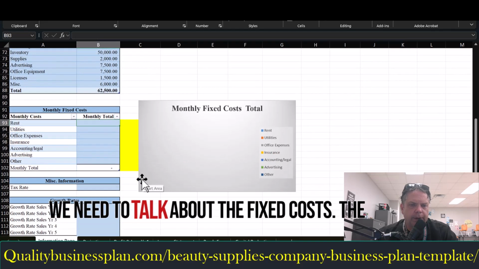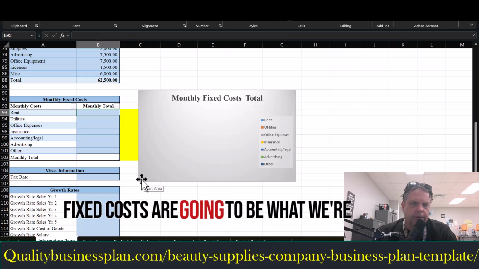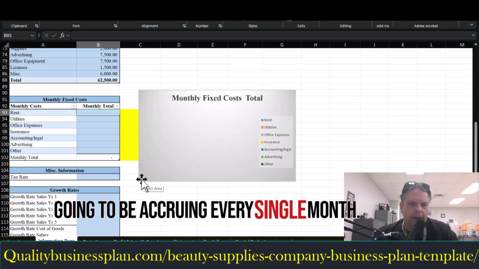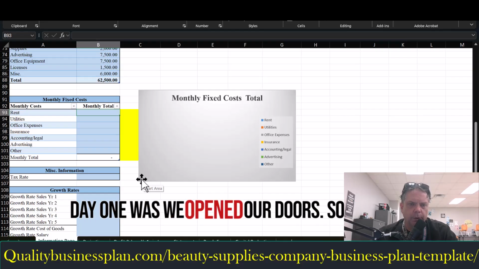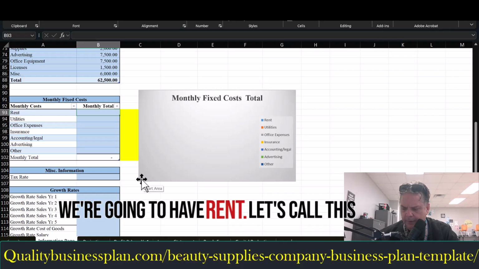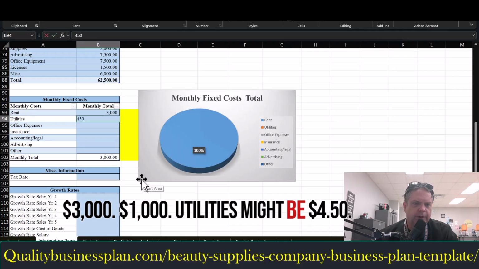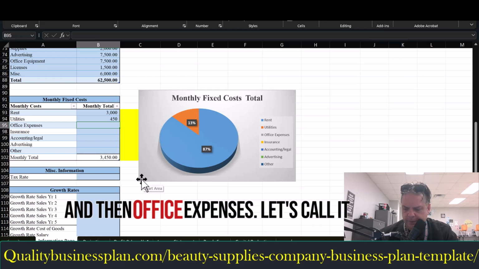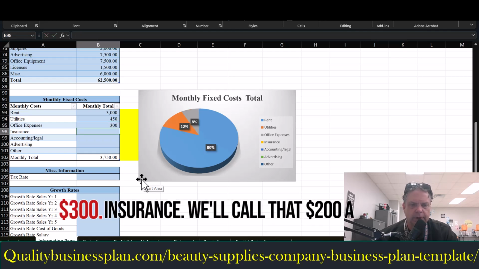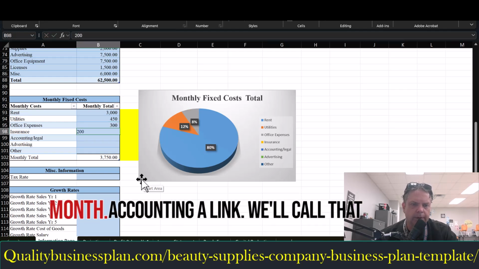Next thing we need to do is talk about the fixed costs. The fixed costs are going to be what we're going to be accruing every single month, day one, once we open our doors. So we're going to have rent, let's call this $3,000. Utilities might be $450. And then office expenses, let's call it $300. Insurance, we'll call that $200 a month. Accounting and legal, we'll call that $100.